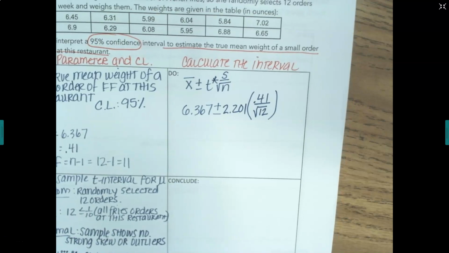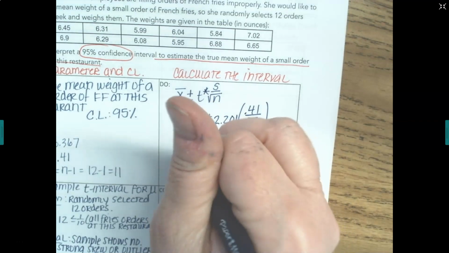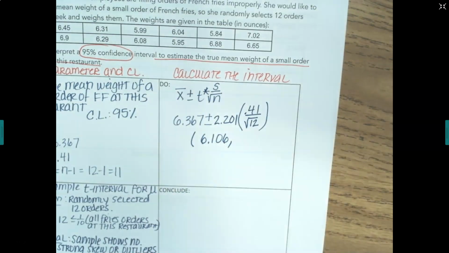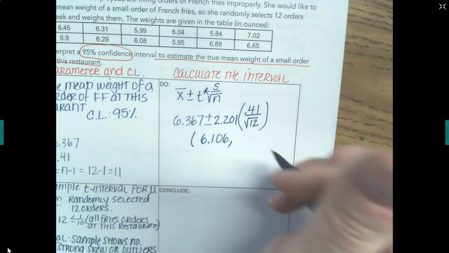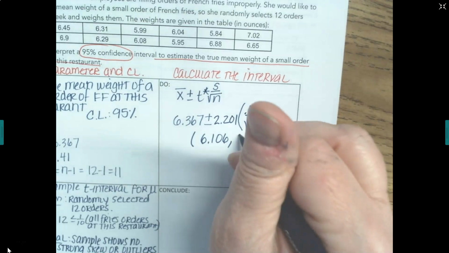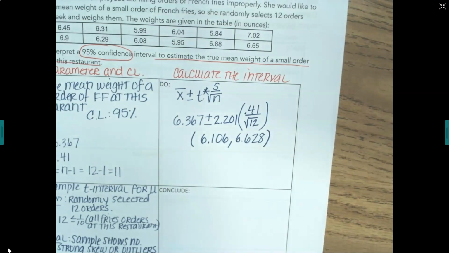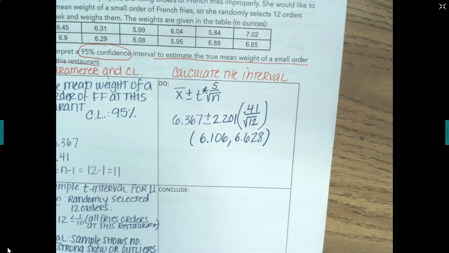All right, so I always run the negative first, so I write these in the correct order. So we got 6.106 for the low end, and then for the other end, we got 6.628. Okay, so that's all we need to include in the do section.